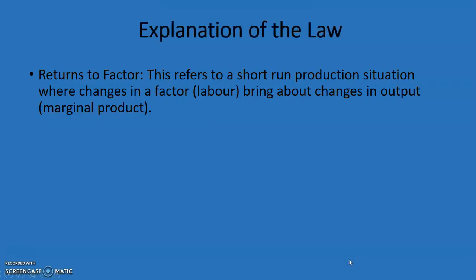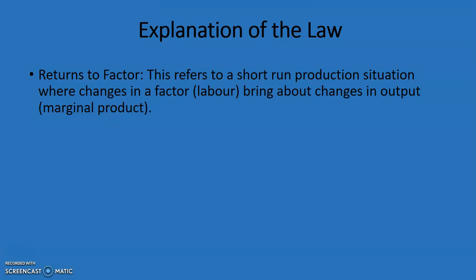Now, to further explain or break down the law of diminishing marginal return, we explain using return to factor. Now, let me say this. The law of diminishing marginal return takes place in the short-run production theory, where at least a factor of production is fixed, and then another factor varies. So it means that it does not take place in the long run.